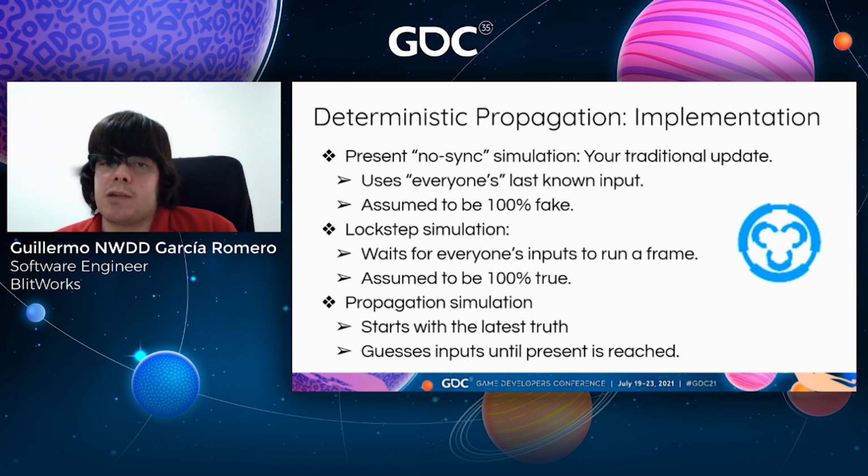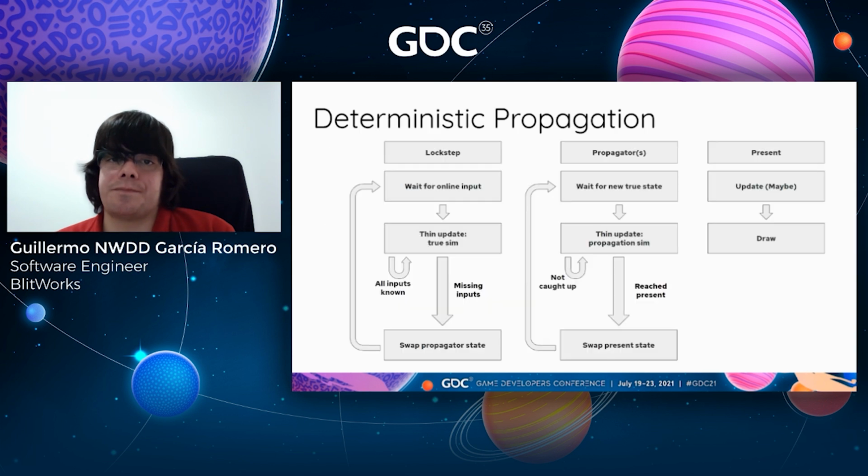Then a second simulation exists, which is just a regular lockstep simulation that only knows the truth and waits for everyone's inputs before running a frame. And then, well, the information it has is always ground truth. Finally, we have at least one propagation simulation that forks the lockstep simulation and predicts unknown inputs until it becomes the new present, replacing the existing present with a more synchronized universe.